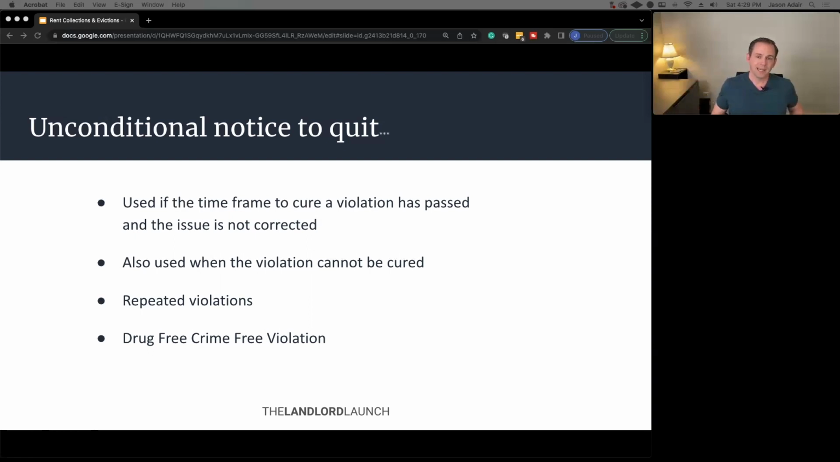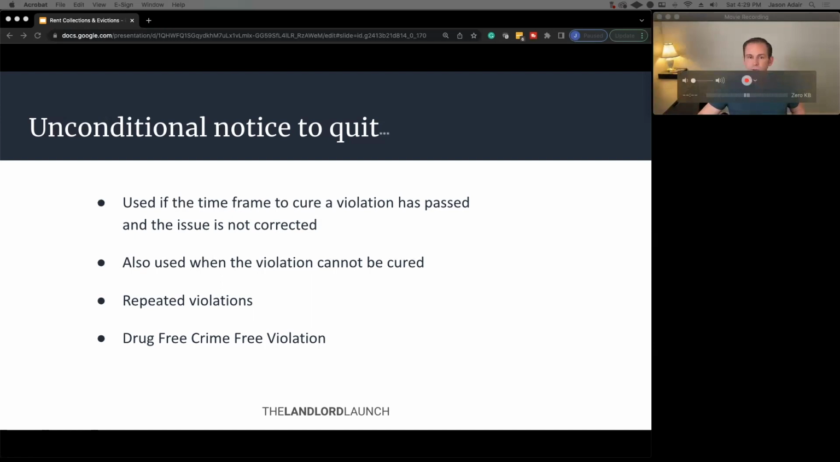Some states, it may be if they haven't cured it in 14 days, then you have to issue a 30-day notice from there. It just kind of depends where you're at, and that's where it'd be a good example of where a separate notice would have to be sent. You can use this when the violation cannot be cured, similar to what we were talking about with the drug-free, crime-free stuff, repeated violations. Oh, here it is, drug-free, crime-free violation.